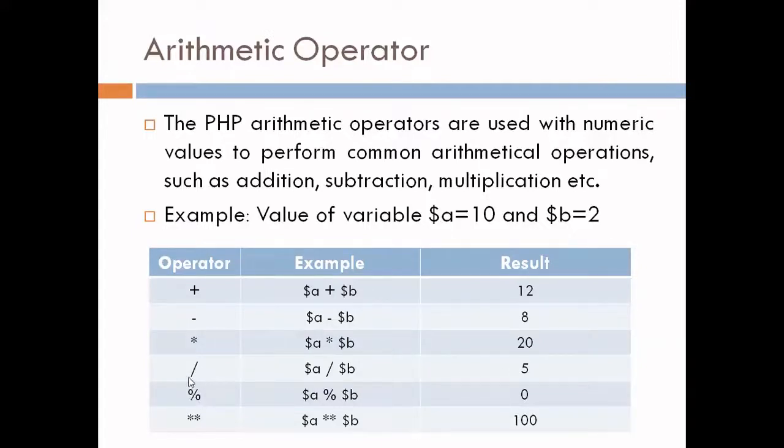Now modulo. The modulo operator is used to find the remainder of one number with respect to another number. So here I'm writing 10 modulo 2. Whenever I divide 10 by 2, it returns a remainder of 0, so the answer will be 0. Now two times multiplication, that is the power operation. So 10 raised to 2 will produce an output of 100. This way, we can use arithmetic operators in PHP.